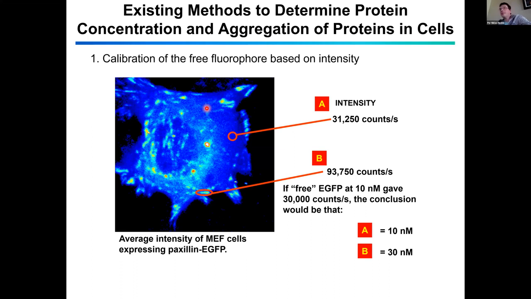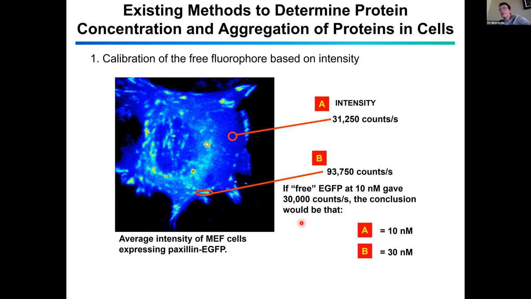If you want to measure the concentration of a certain molecule in a cell, you can do that provided you can fluorescently label it. For example, you express the green fluorescent protein in a cell. Then, with the same settings on the same instrument, you do a reference measurement of a solution of EGFP, where you know the concentration. So you know, for example, in this hypothetical scenario, a 10 nanomolar EGFP solution will give you 30 kilocounts per second.